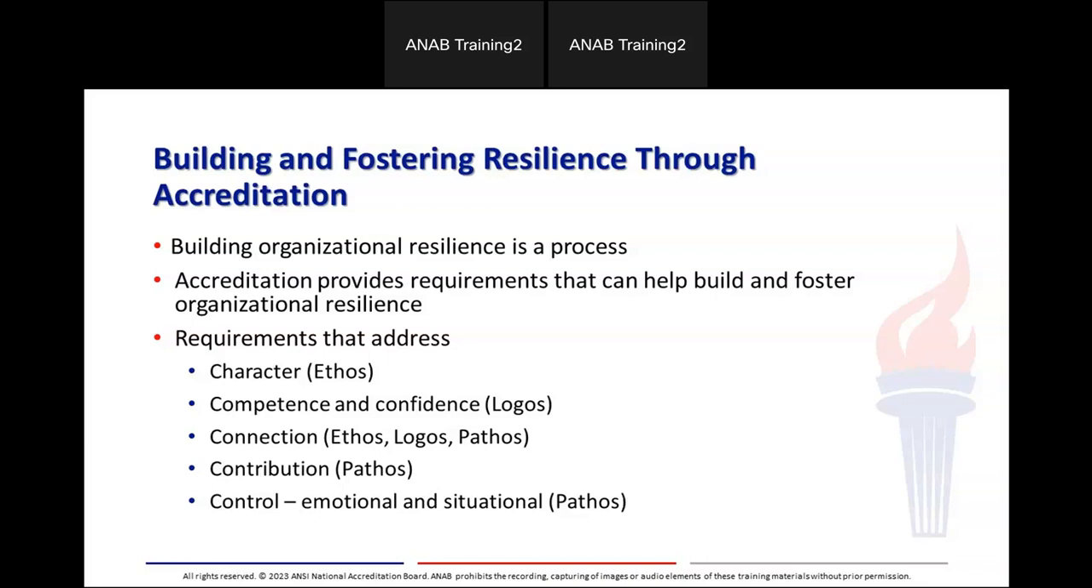Additionally, there are requirements that address the pathos of the organization or the feelings of the organization. This is through our connections and through our contributions and knowing our emotional and our situational control. So we're going to review a few requirements from ISO IEC 17025 to see how accreditation can build and foster resilience, how it can help maintain quality and technical competence, and how it can promote overall confidence in the laboratory, even during the most challenging of times. It would be too exhaustive to review requirements from multiple standard documents, thus I'll only be reviewing requirements from 17025. Although the requirements that we review are from 17025, keep in mind that many other requirement documents have very similar types of requirements.